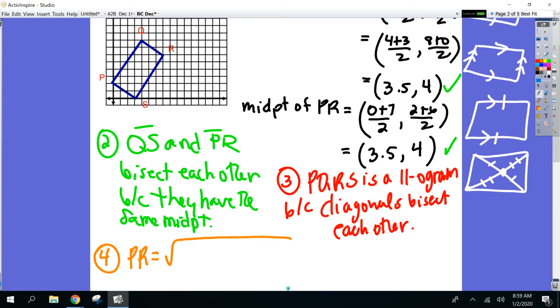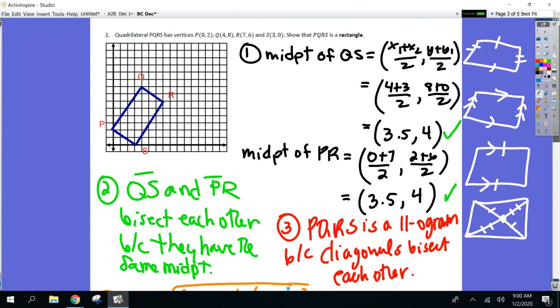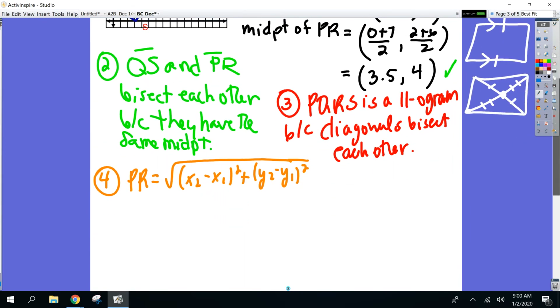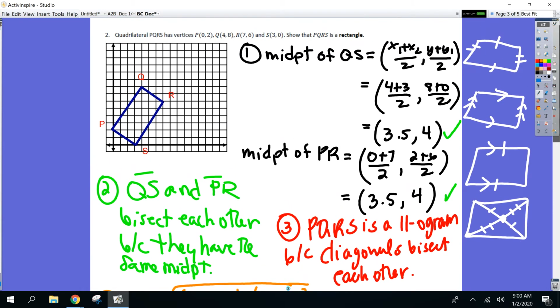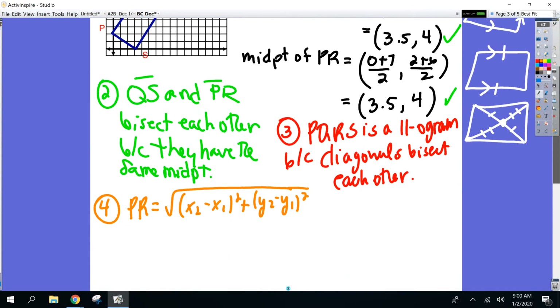A little review of the distance: big square root, x2 minus x1 squared plus y2 minus y1 squared. Or Pythag, remember, Pythag's always an option. Make a right triangle where PR is the hypotenuse. Okay, so what are my x's and my y's here? 7 minus 0, 6 minus 2 for PR.